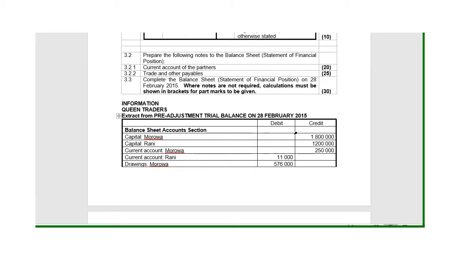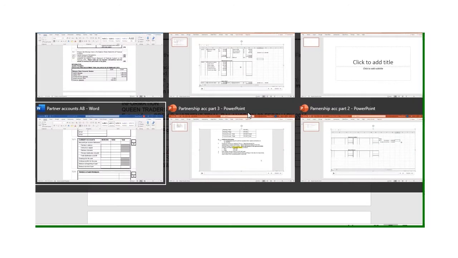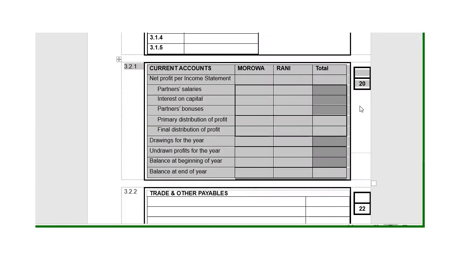So there may be a lot of information that we don't need, but we go and look for whatever information it is that we need for the note for the partners. So let's just look at what this note looks like. It starts off with the net profit from the income statement. So if you've got the income statement, you will put in the total profit under the total column. We'll later on split it between the two.